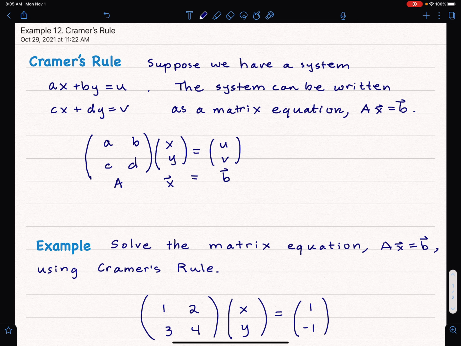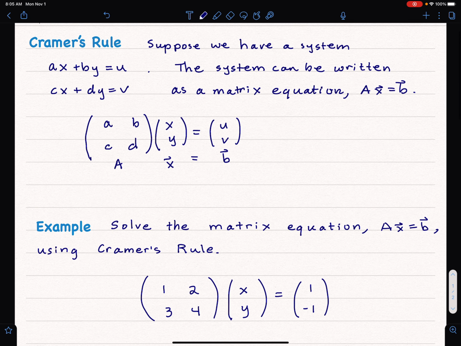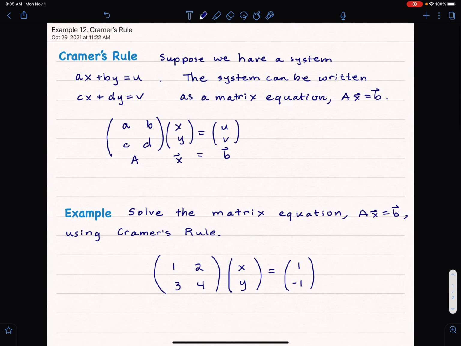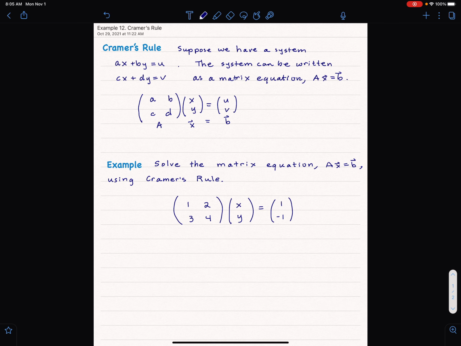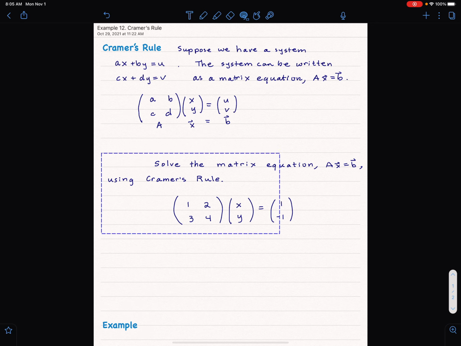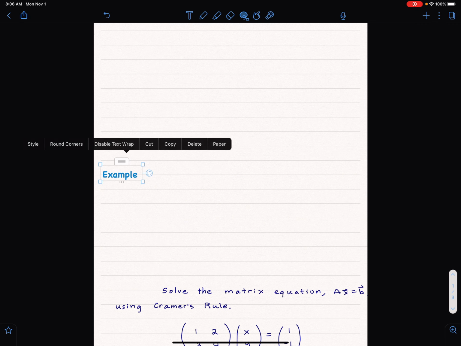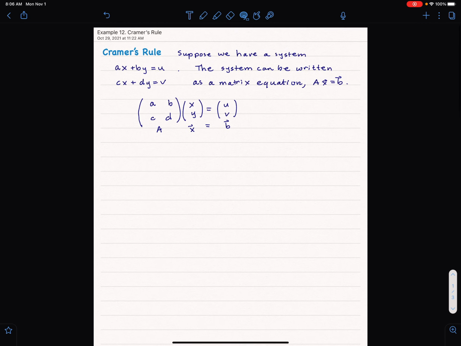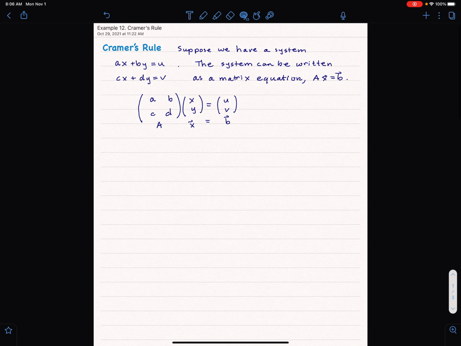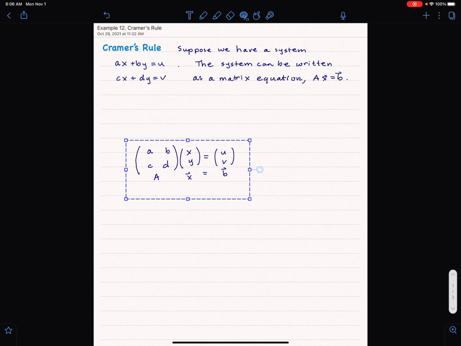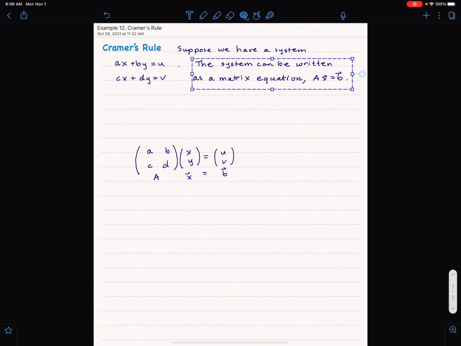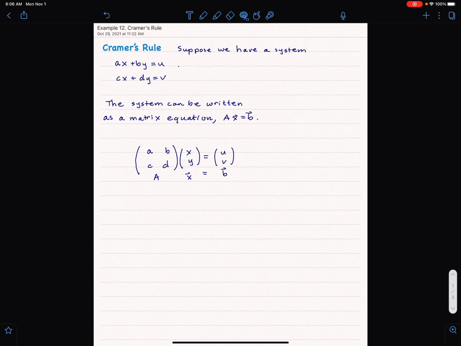I feel like for some reason I just didn't allow myself enough space. I'm going to move all this stuff down to here. We have an example, I'm going to move that first. That in itself is something to study, that we can express a system as a matrix equation.